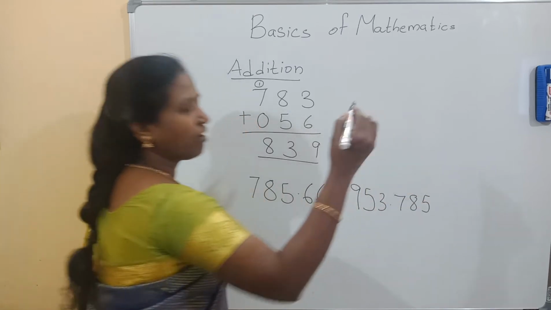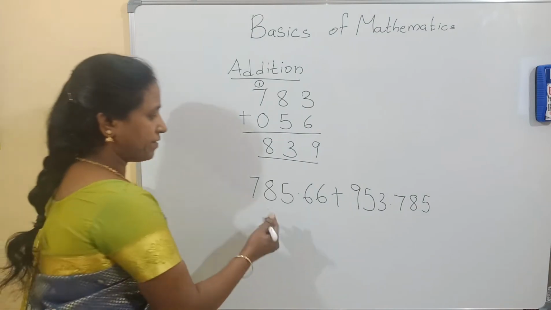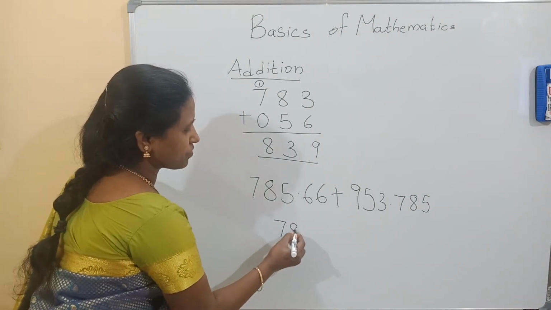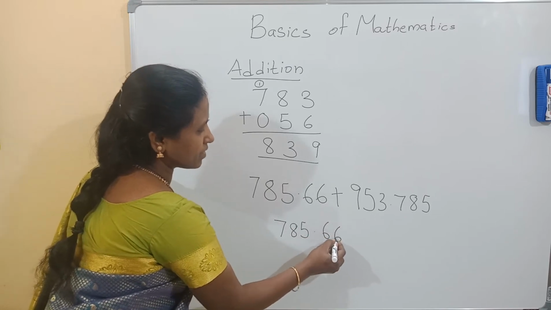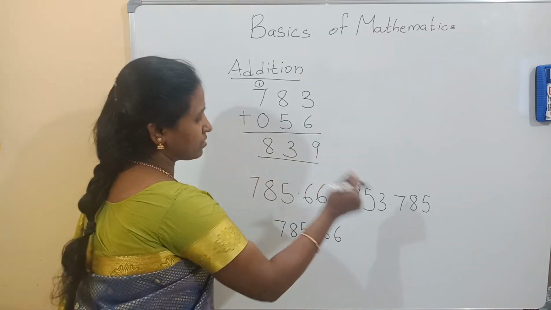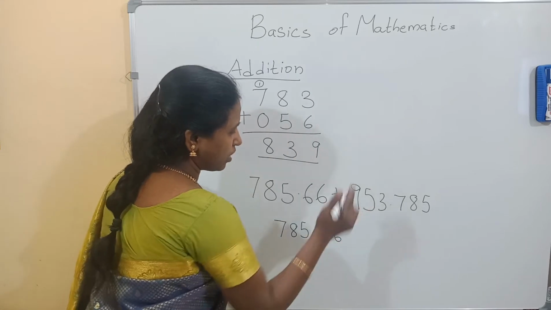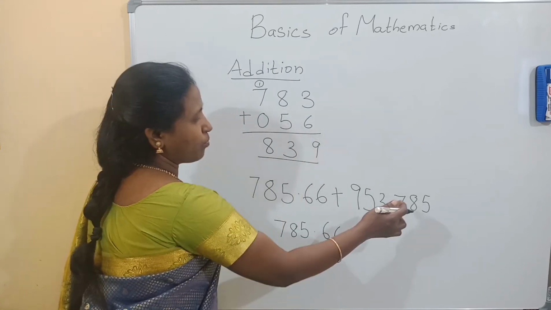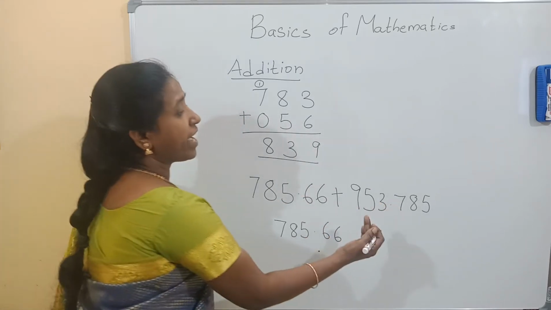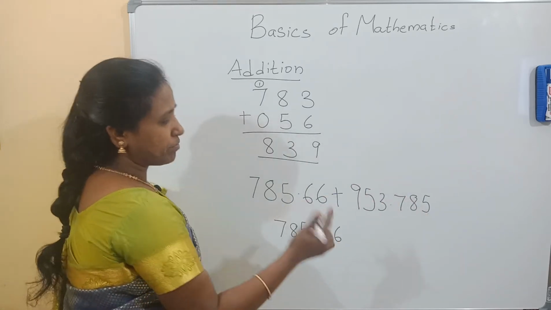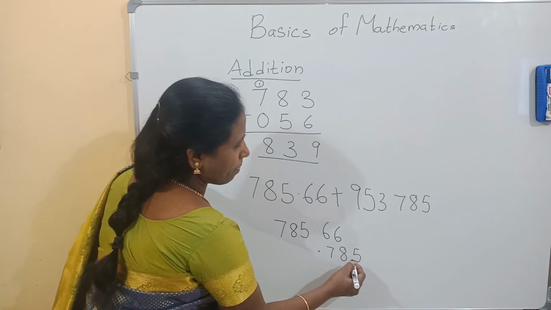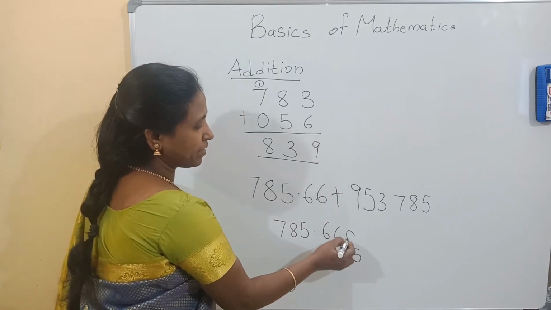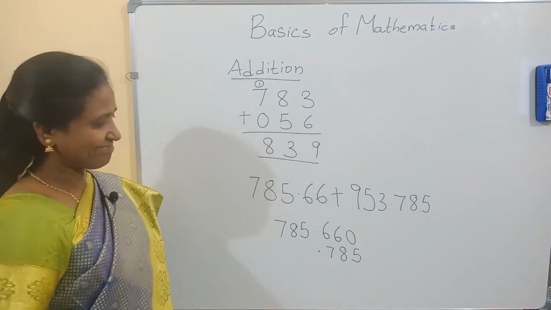953.785. How do we do this? Right? 785.66. Right? And now this is the number. Now we have to concentrate on the point. Point below the point. And after the point, what numbers are there? 7, 8, 5. Now this place is vacant. Put a 0 here. Right?